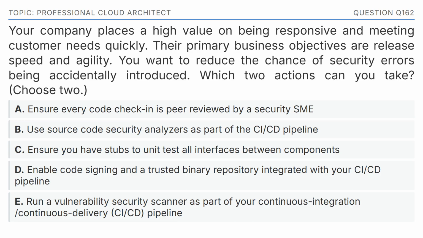Choose two. The options are: Option A, ensure every code check-in is peer-reviewed by a security SME. Option B, use source code security analyzers as part of the CI/CD pipeline. Option C, ensure you have stubs to unit test all interfaces between components. Option D, enable code signing and a trusted binary repository integrated with your CI/CD pipeline. Option E, run a vulnerability security scanner as part of your continuous integration/continuous delivery CI/CD pipeline.